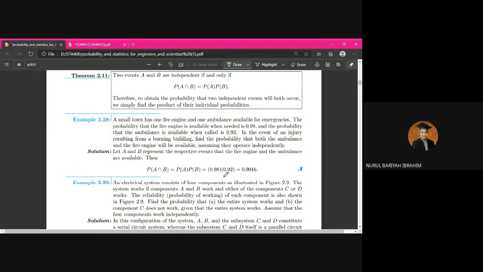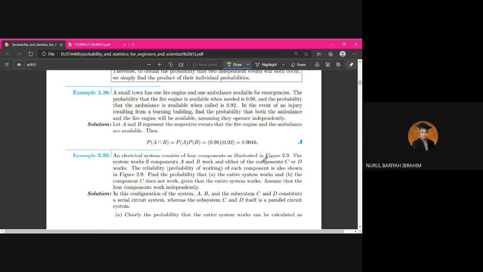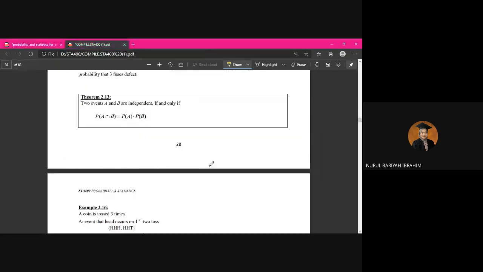So, kita nak cari probability of A intersect B. Okay, the probability that both of the ambulance and the fire engine will be available, just kita multiply probability of the event A multiply the probability of the event B. Okay, saya tunjuk another example untuk independent.